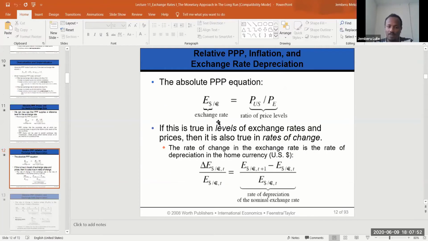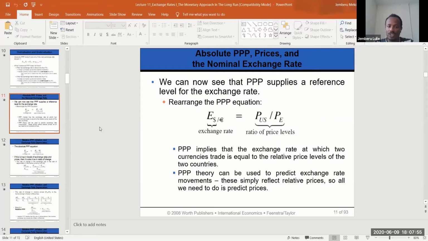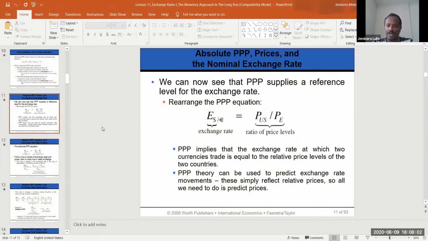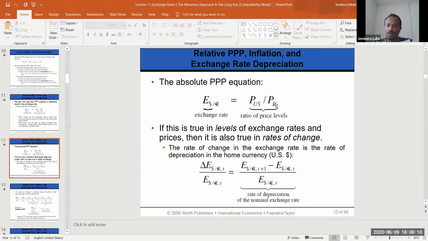So this is one important implication that we can rearrange and get from the PPP equation. Now we have already begun connecting price and exchange rate. The exchange rate is equal to the ratio of prices. This is called absolute PPP. Just from the law of one price, we have aggregated and got PPP. Then if we express this in percentage, we can call it relative PPP.